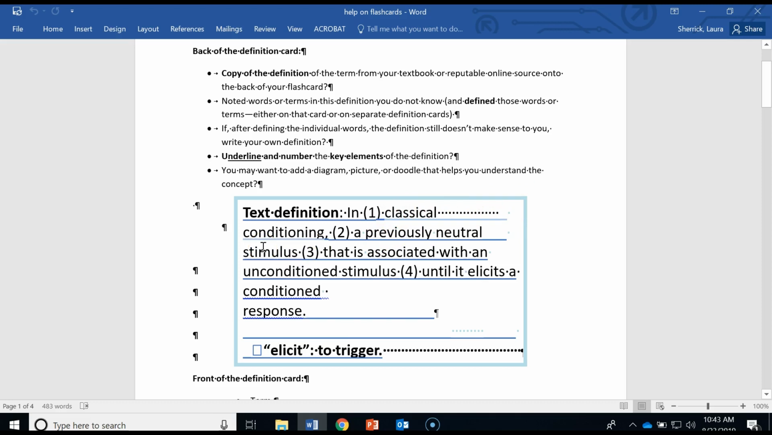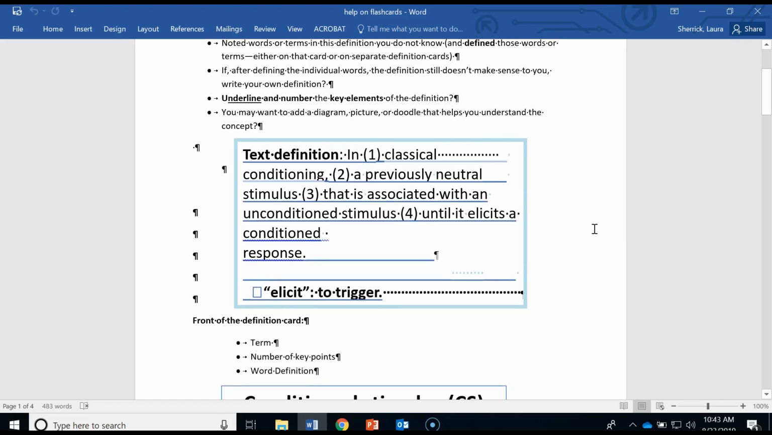But this is what was missing on a lot of yours. You didn't identify the main concepts there. So that's one thing that you need to do, is number and underline. So make sure that you do that.